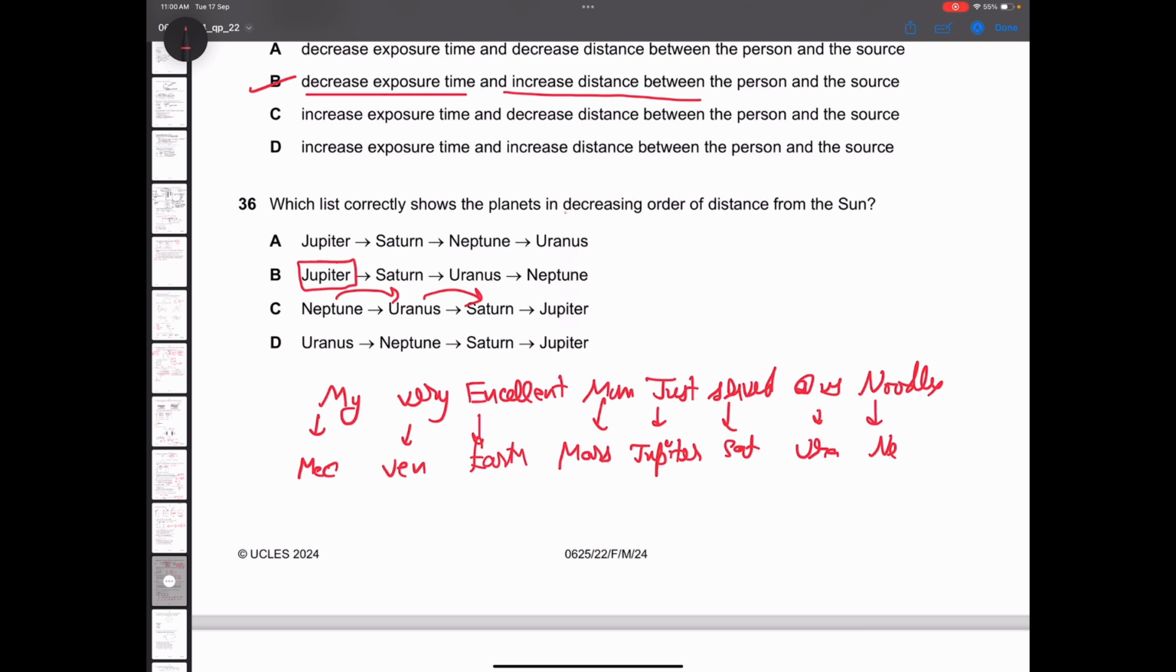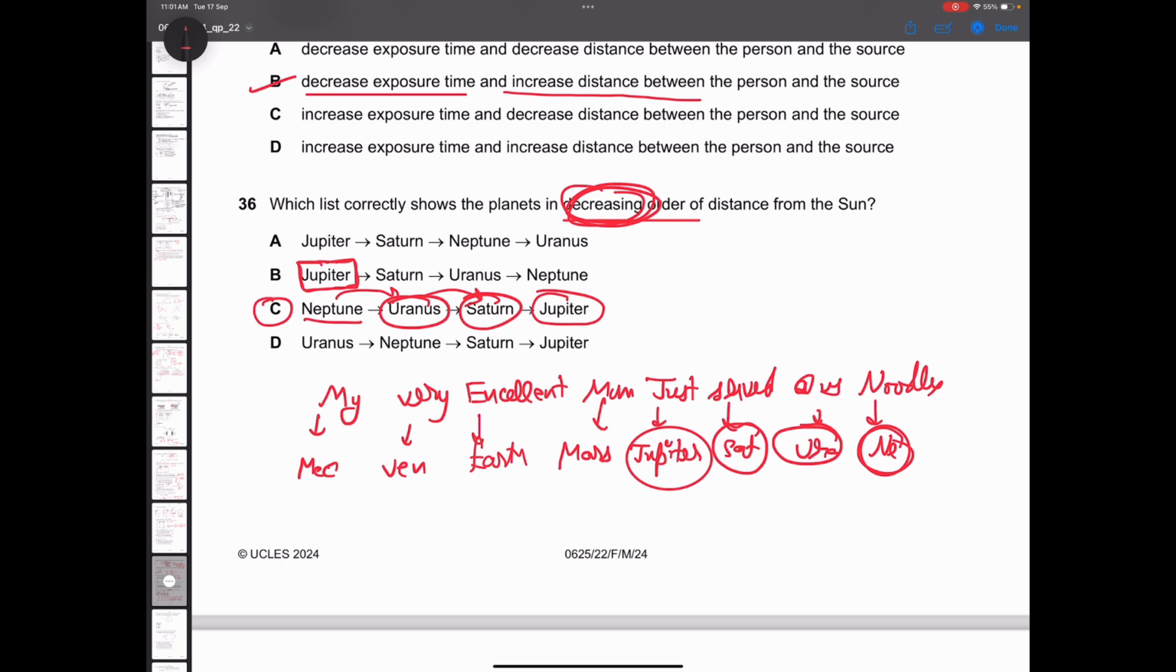They're simply asking the decreasing order. Means the planet first should be the furthest away. So Neptune is the furthest away from the sun. Option C is representing Neptune, matching here. Then Uranus is also matching. Saturn is also matching. And the closest one will be the Jupiter. So Jupiter will have the decreased distance, the least distance. Option C is the correct one.